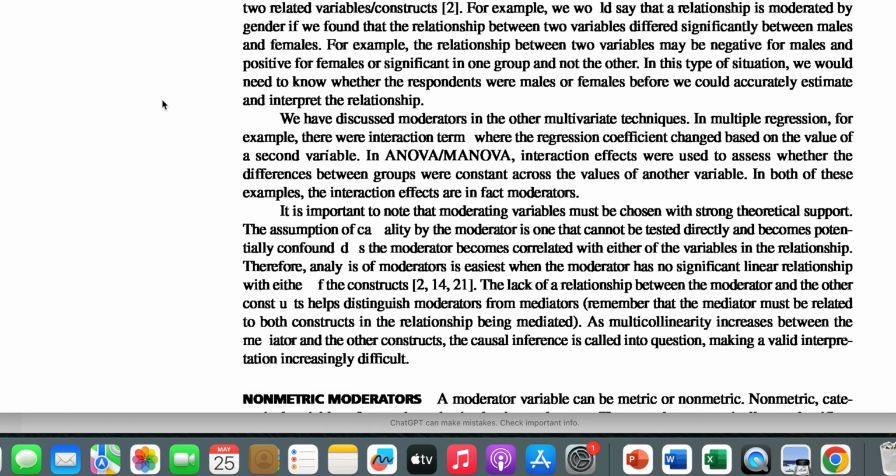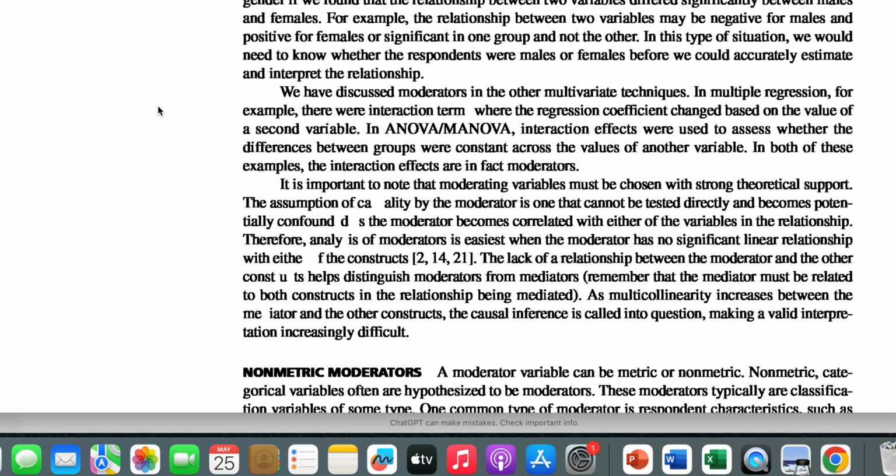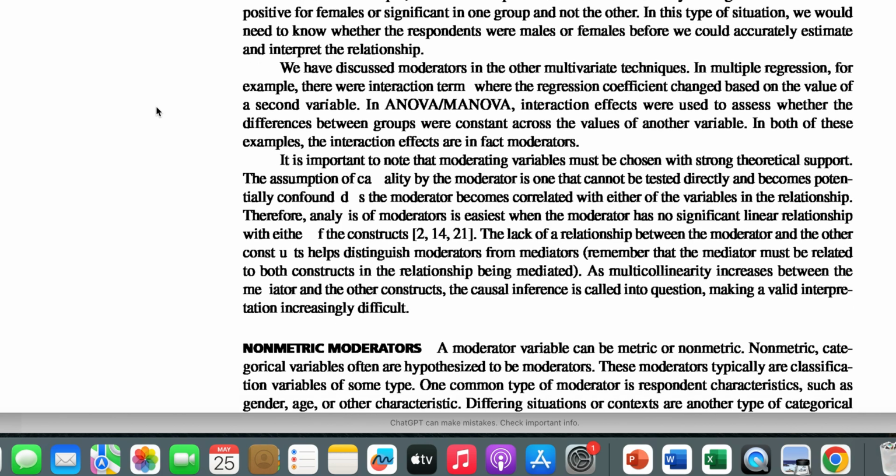We have discussed moderation in other multivariate techniques. In multiple regression, for example, there were interaction terms where the regression coefficient changed based on the values of a second variable. In ANOVA and MANOVA, interaction effects were used to assess whether the differences between the groups were constant across the values of another variable. In both of these examples, the interaction effects are in fact moderators.